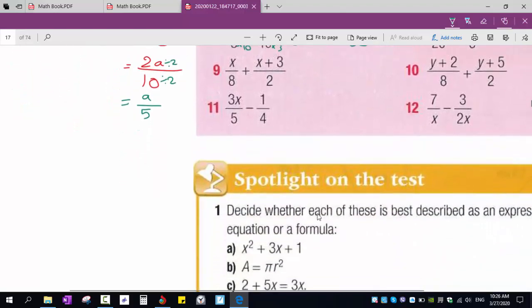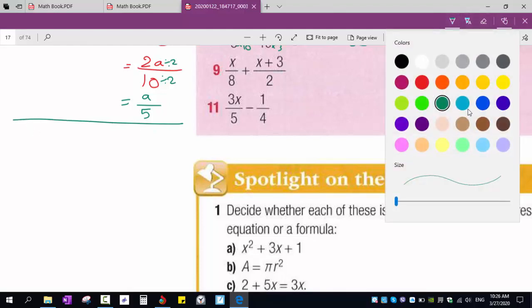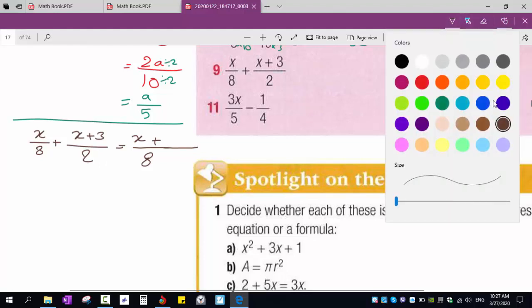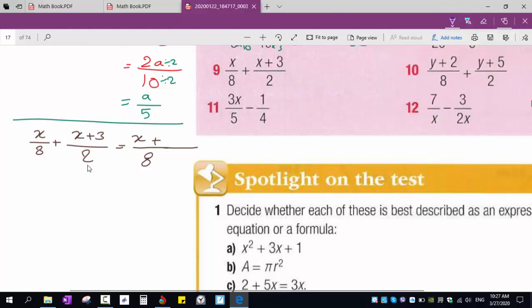Let's do 9. Question 9. We have x over 8 plus x plus 3 over 2. The common denominator between 8 and 2 is 8. Then, this is already 8, so the x will not be multiplied by anything. It stays as x. How 2 becomes 8? Times 4. And the whole numerator will be multiplied by 4.